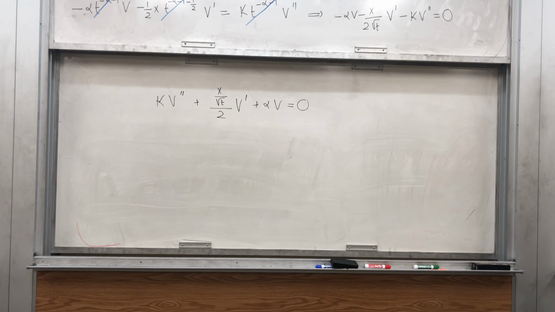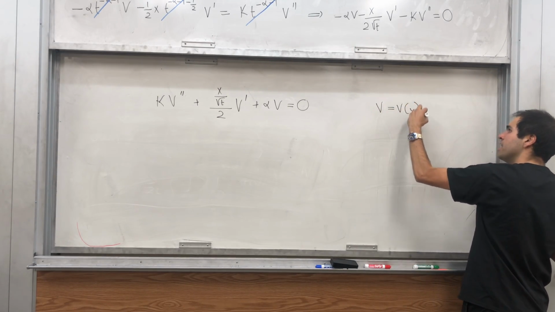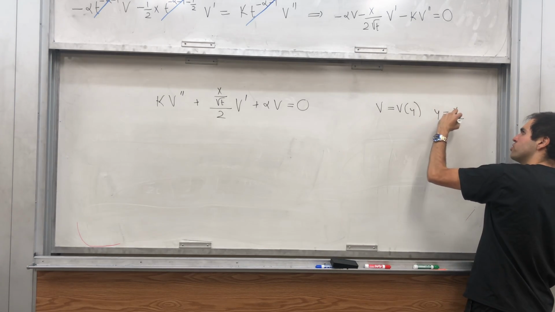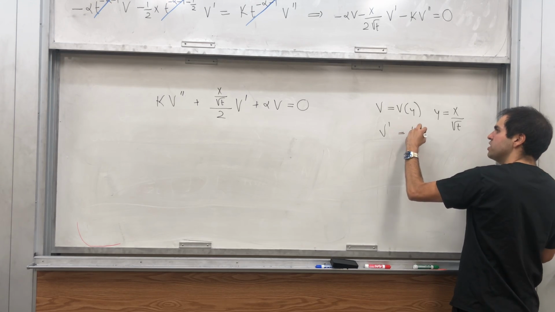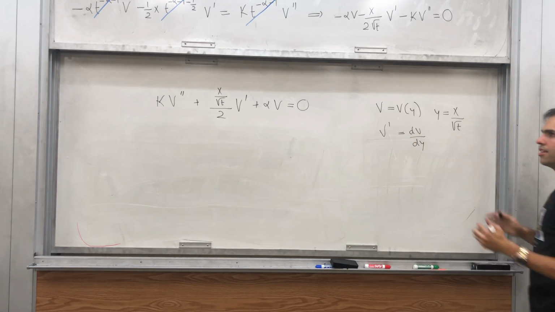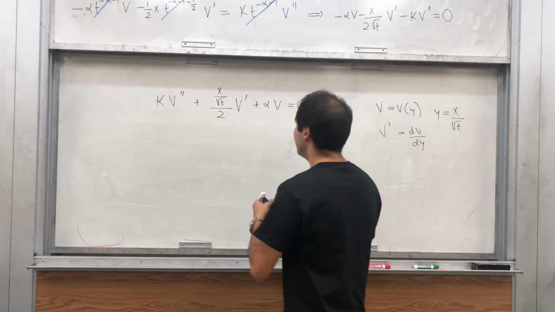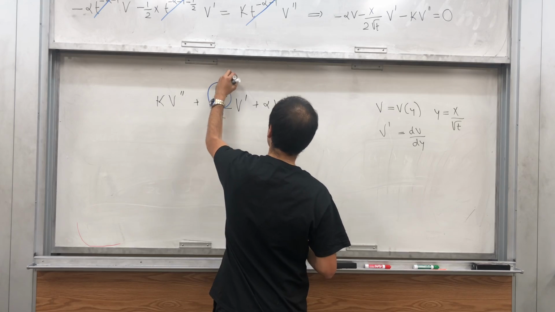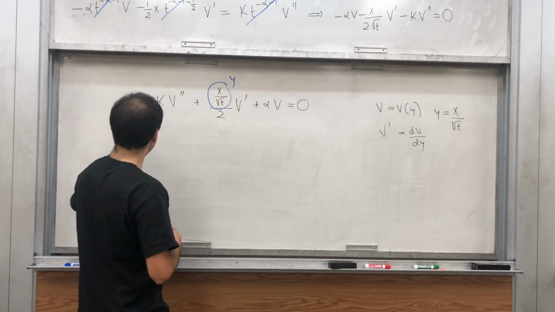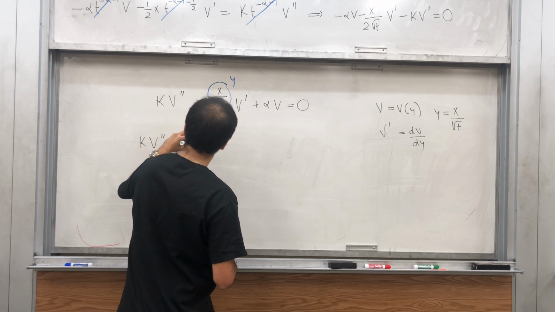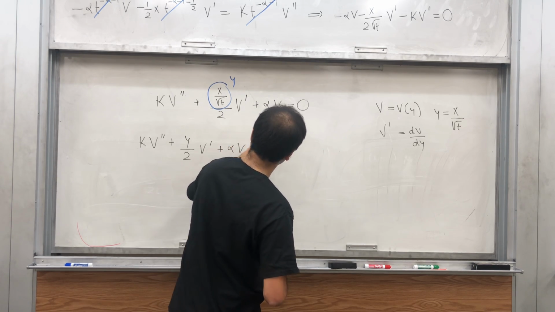And here's a nice thing. So what is v prime? Here v equals v of y, where y is x over square root of t. So v prime is dv over dy. Just to specify, the reason this is nice is because notice this thing here is actually just y. So you get a much easier differential equation: k v double prime plus y over 2 v prime plus alpha v equals 0.